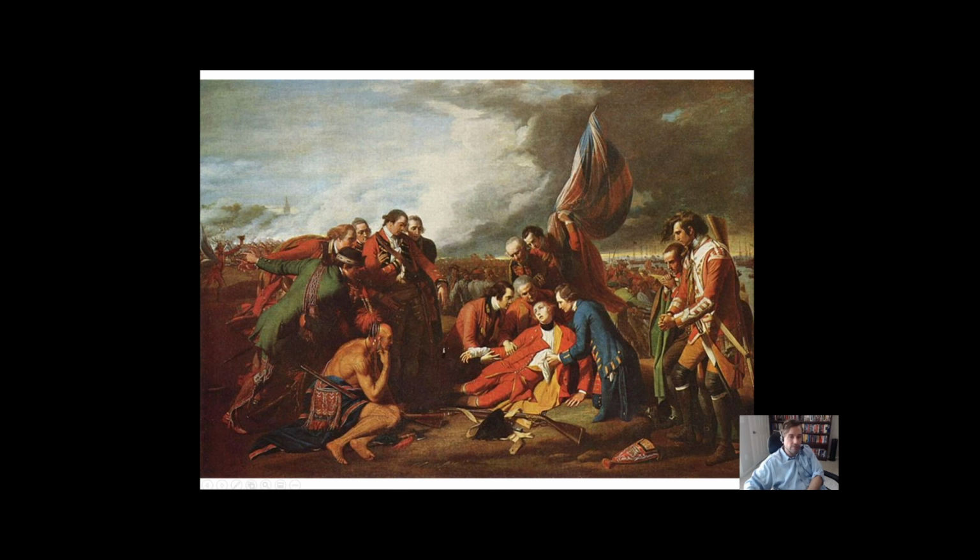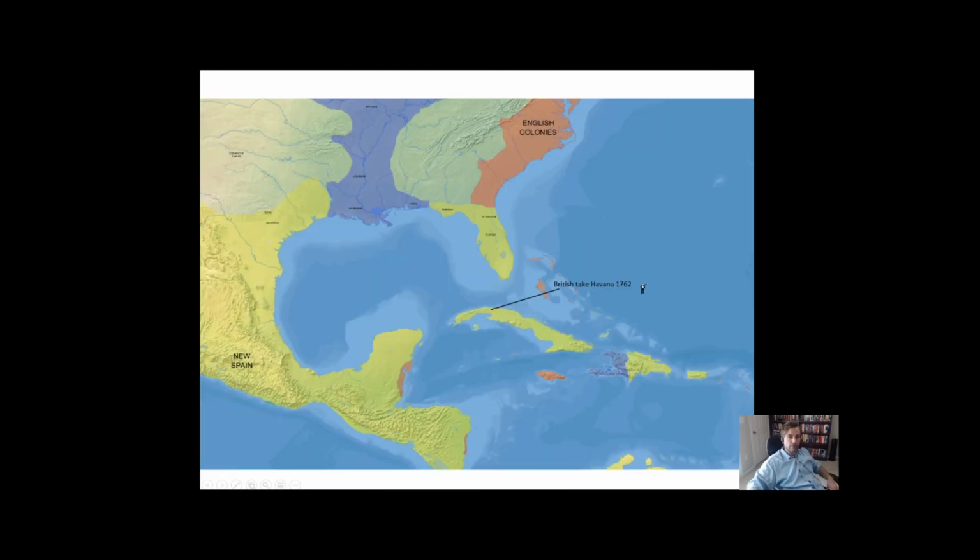This is a picture of a British general that gets killed at the siege of, I believe it's Montreal or Quebec.